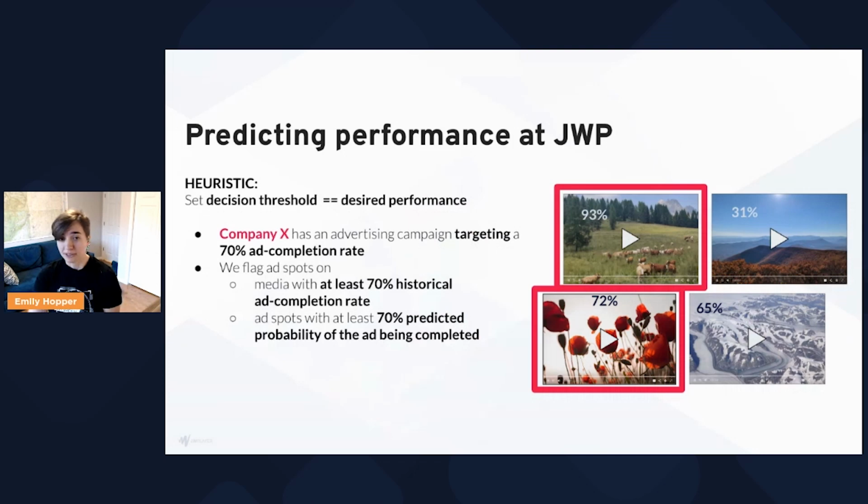So I've been talking about probability so far, but what we actually want is a binary. Do we send this ad spot as a targeted ad spot to the advertiser or not? And to convert those, we're going to use a heuristic where we set the decision threshold of our model to the desired performance. So that means if I'm a company that is targeting a 70% ad completion rate, we're only going to flag the ad spots that are on media with at least 70% historical ad completion rate. So these 2 circled in red, for example, and at the ad spot level with at least a 70% predicted probability of that particular ad being completed.